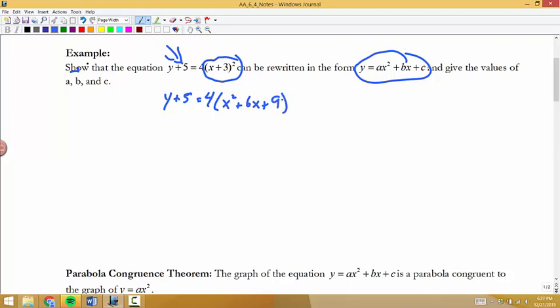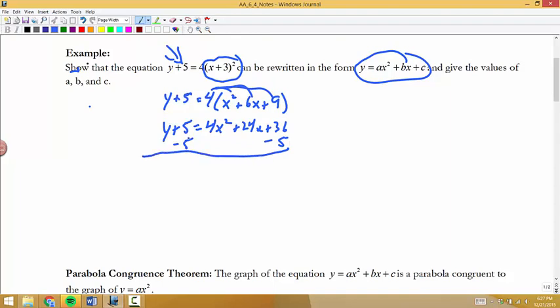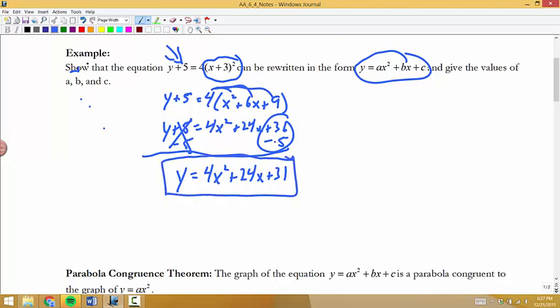Now the next thing I want to do is use my distributive property and take the 4 and distribute it to all three of those terms. So I'm going to rewrite this as y plus 5 equals 4x squared plus 24x plus 36. Then finally I'm going to subtract 5 from both sides, and I'm going to put it right underneath the constant because that's where I can combine like terms. These cancel out and I'm left with y equals 4x squared plus 24x, and this can be simplified to plus 31. This represents that answer in standard form.